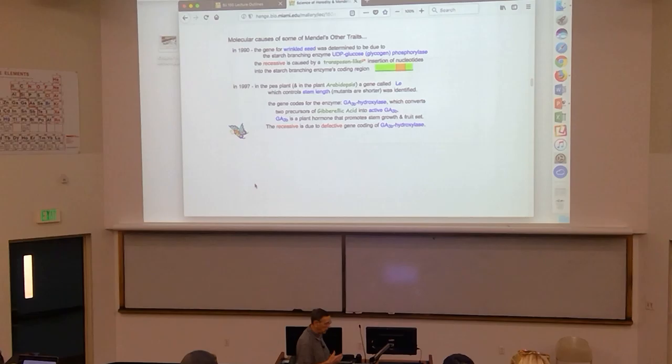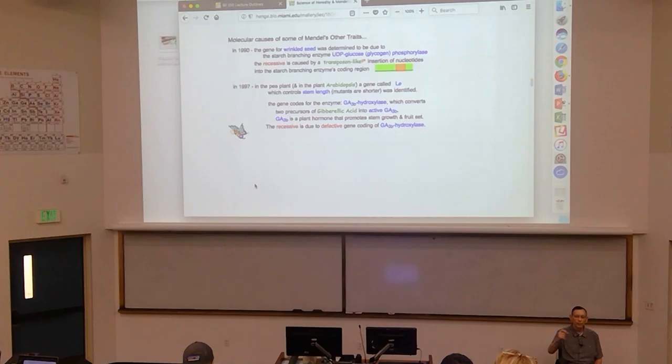There's this group of elements called transposons. They're also called jumping genes. They're segments of DNA that can move from one DNA area to another, from chromosome to chromosome. And what caused the mutation of the starch branching gene was a transposon that inserted itself into the normal starch branching gene, which changed the reading frame and produced a mutant protein that wouldn't branch, and you ended up with a wrinkled pea.